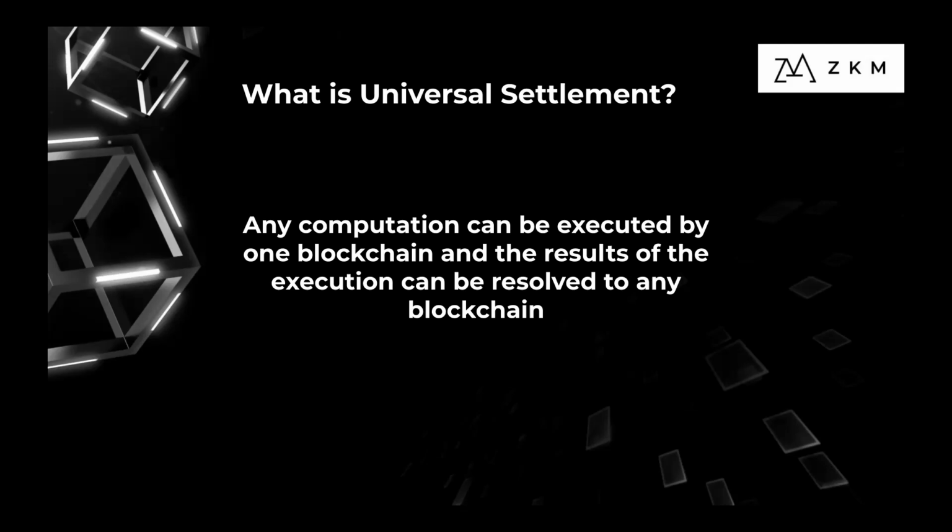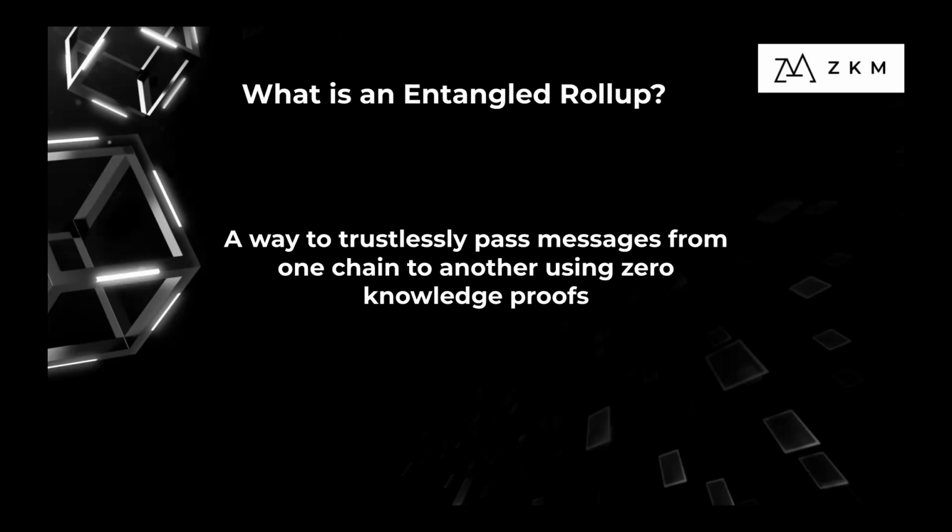But how exactly do we do this? We do this using entangled rollups. An entangled rollup is a way to trustlessly pass messages from one chain to another using zero-knowledge proofs. So, message passing through ZKPs.